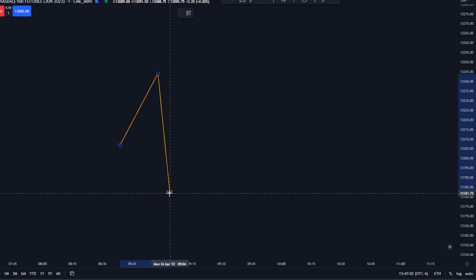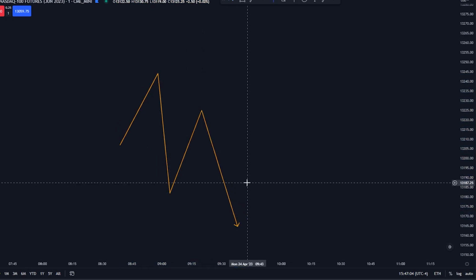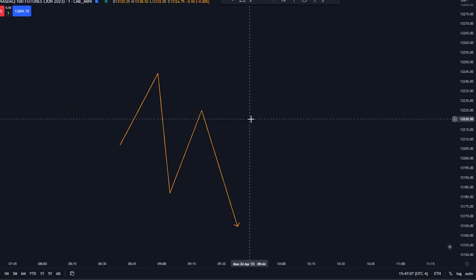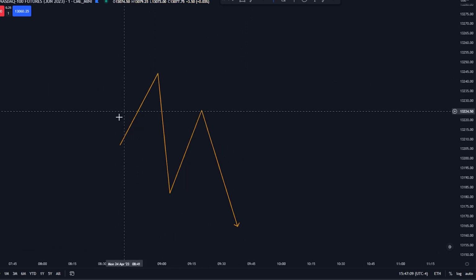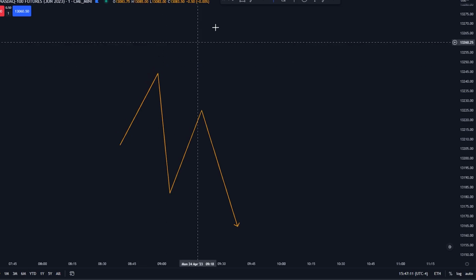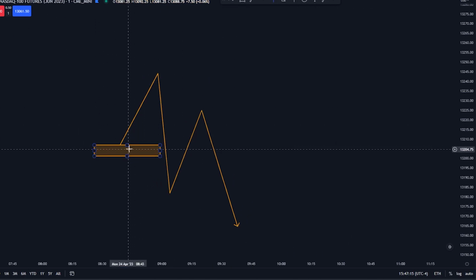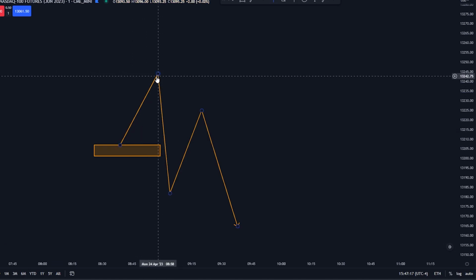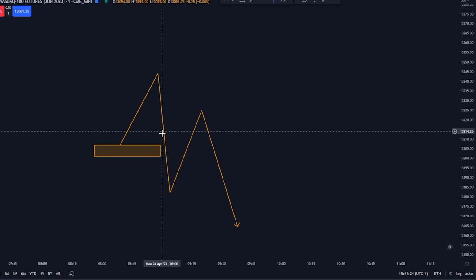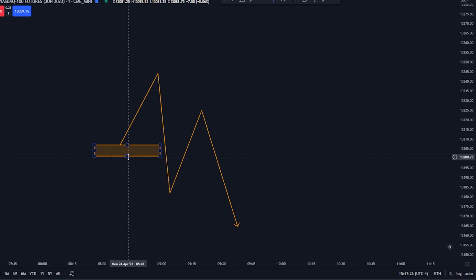So let's imagine we have this chart right here. After we have this move up, we create this liquidity right here. Now the market is here. So the market is going after liquidity. So it will go down and take out the liquidity.